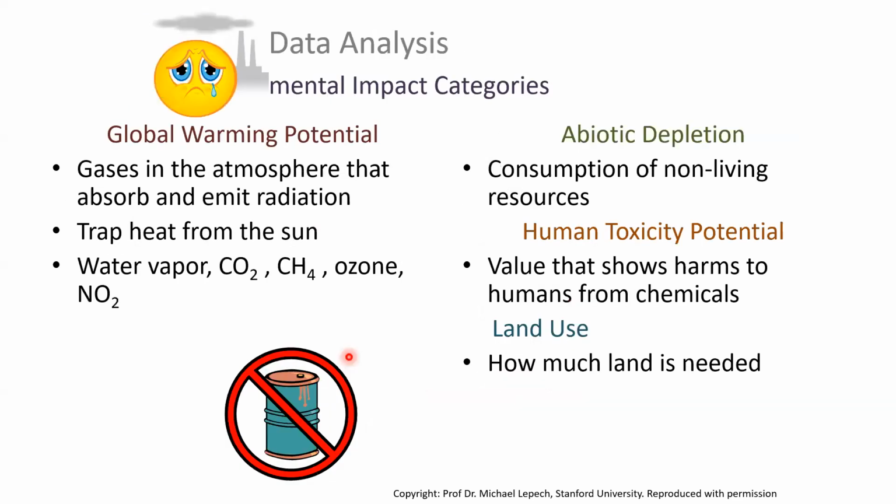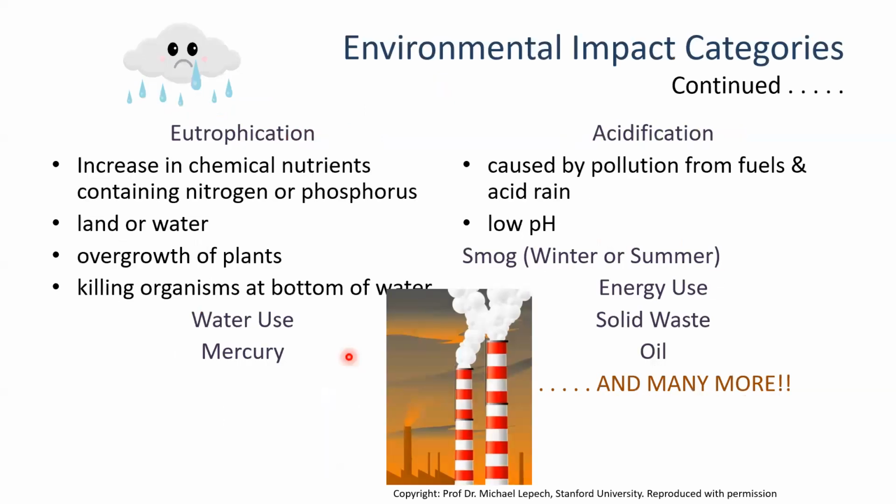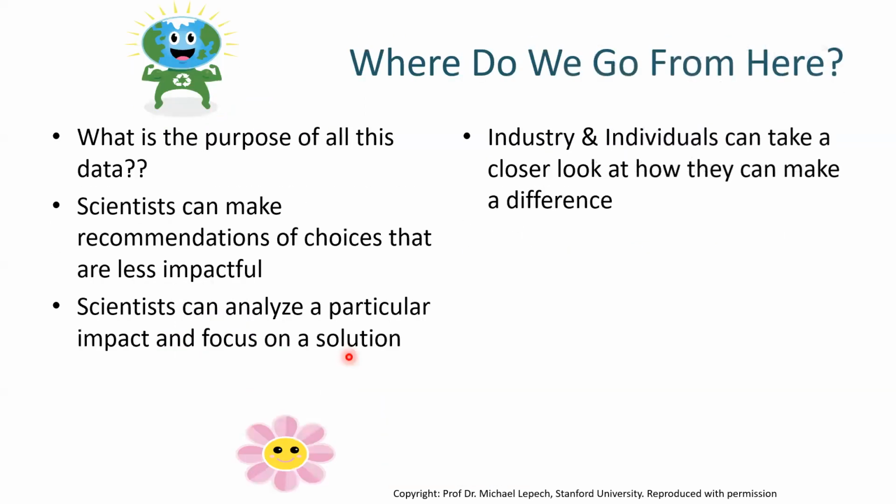So once you have all this, you look at the different environmental impact categories: global warming potential, abiotic depletion, human toxicity, eutrophication, acidification, and all those things. So you collect all that, but what is the purpose of all this data? Scientists can make recommendations of choices that are less impactful using the data. Scientists can also analyze a particular situation, particular impact, and focus on a solution.